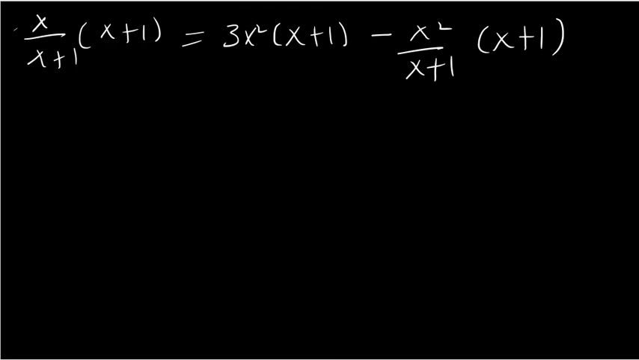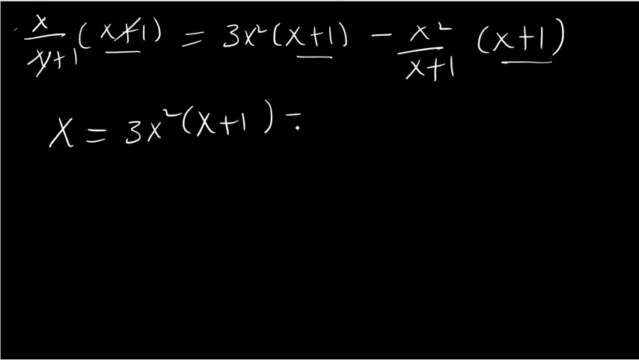Okay, so it's going to be x over x plus 1 times x plus 1, times x plus 1, times x plus 1, each of them, because the LCM. Then cancel here. What left? x is equal to, when you multiply, 3x square in bracket x plus 1 minus just x square left here, because this cancels each other out, and then divide by x. It's okay, because we already restrict the x value cannot be 0.